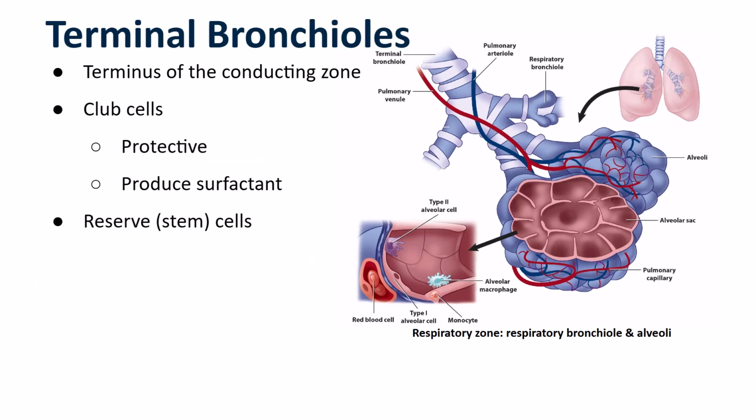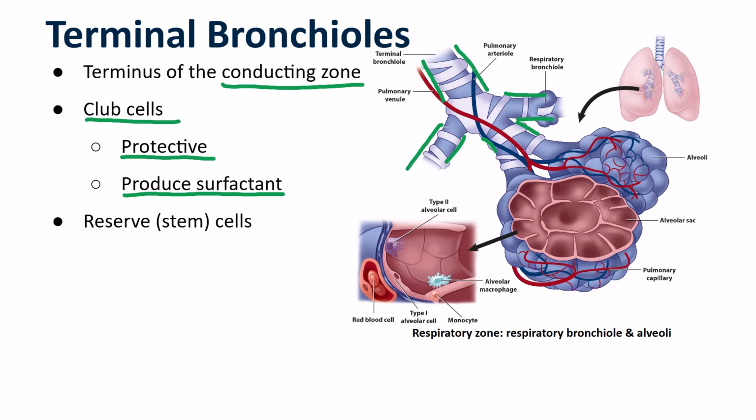So let's take a look at a terminal bronchiole. The terminal bronchiole comes in and it begins to multifurcate into respiratory bronchioles. The terminal bronchioles have no gas exchange, so they are the most distal part of the conducting zone of the tracheobronchial tree. They are lined by club cells. Club cells have a couple of different functions within the terminal bronchioles. First of all, they are protective, and secondly, they produce a substance known as surfactant.